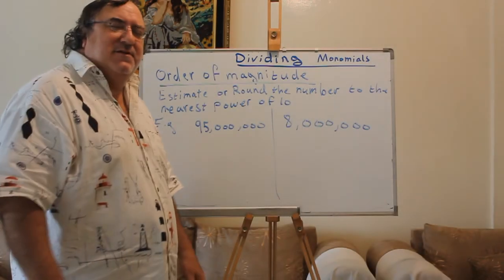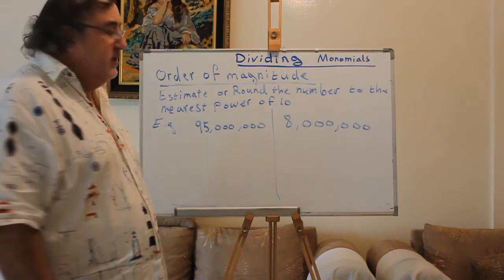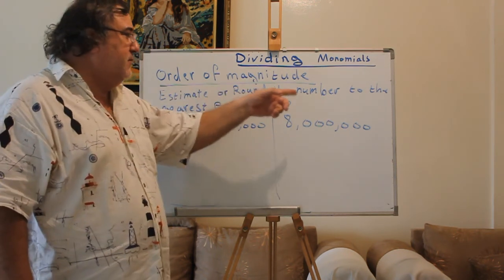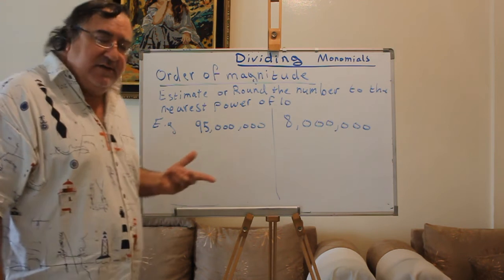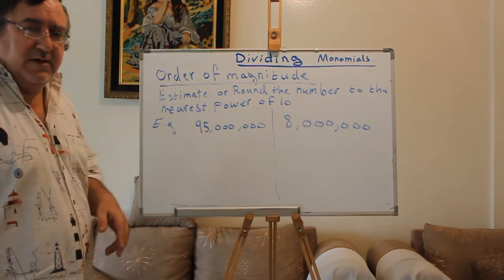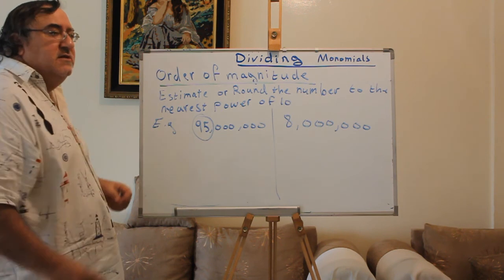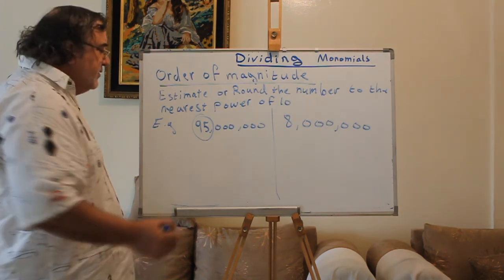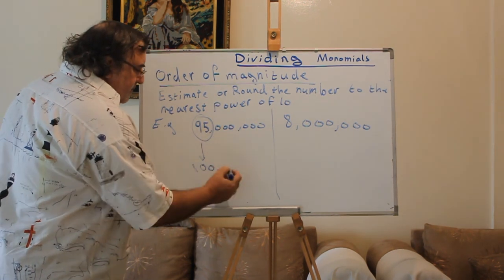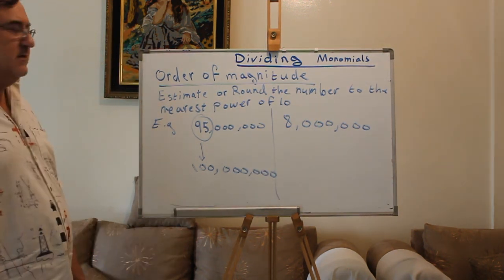Sometimes the teacher asks you to find the order of magnitude of this dividing monomial as you divide. Exactly what it means is to find the estimate, or round the number to the nearest power of 10. Example, suppose you have 95 million. To find the order of magnitude of this number, you look at 95, and the nearest number to it is 100. So I'll change it to 100, and then I put the rest of the zeros. That will be the number which he is asking for as the order of magnitude.